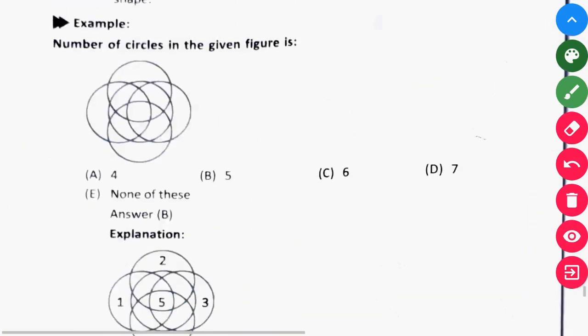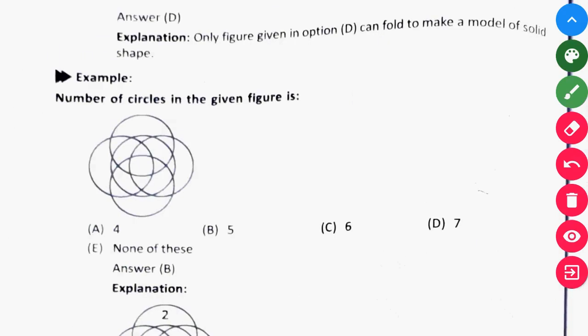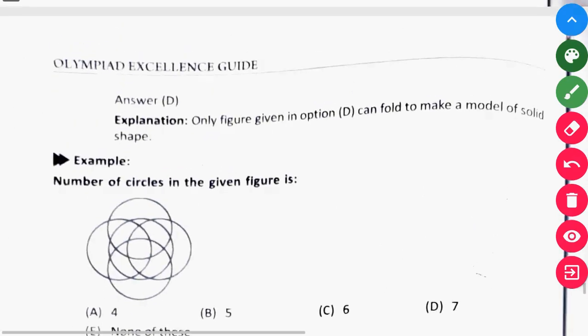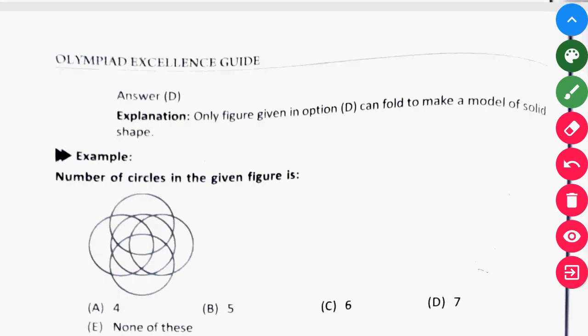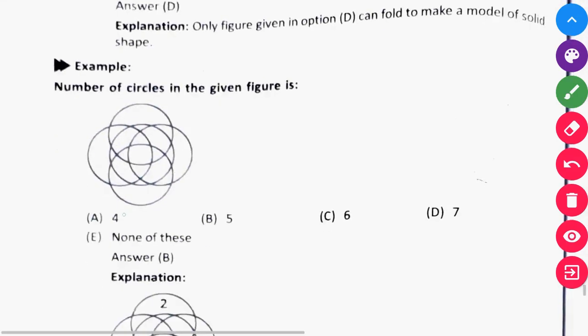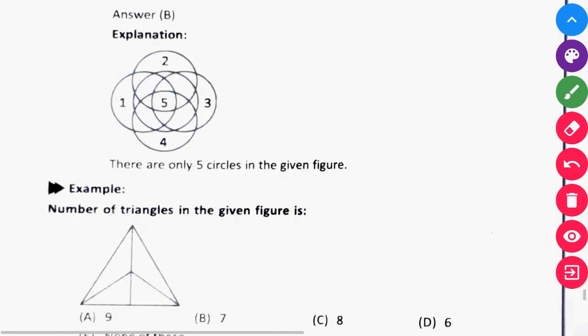Okay. Now the number of circles we have to calculate in the given figure. Okay. Now see how many circles are there in the given figure. Think logically. So this is 1, 2, 3 and 4. Then this is 5. Now almost we had covered all the circles. So there are 5 circles inside the figure. But it looks like a big network of circles.